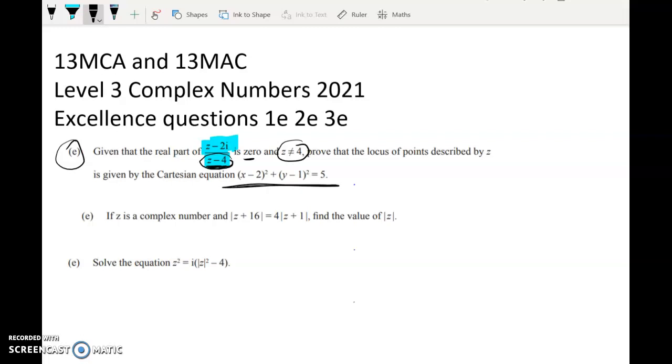So the pretty obvious starting place here is to let z equal x plus iy. And as you know, if you're doing this for level 3 NCEA, that's a pretty good starting point with a locus problem. You can't just do it using geometry. So you need to make sure that you fully work it through. There are some ways that you could do this using geometry that some of us have looked at if you're in my 13 MCA class, but don't use them here.